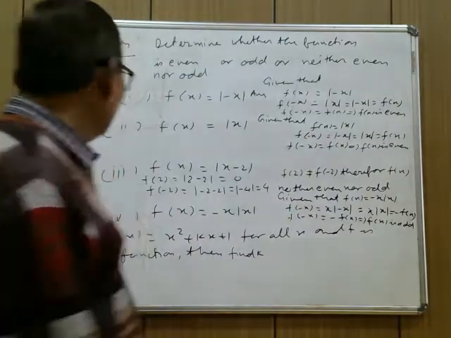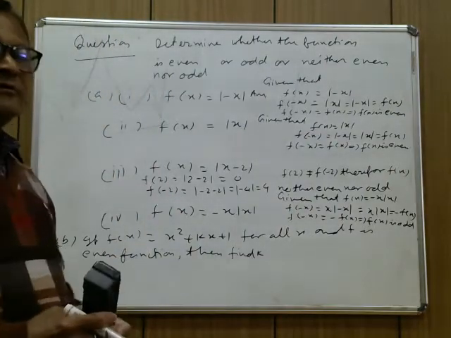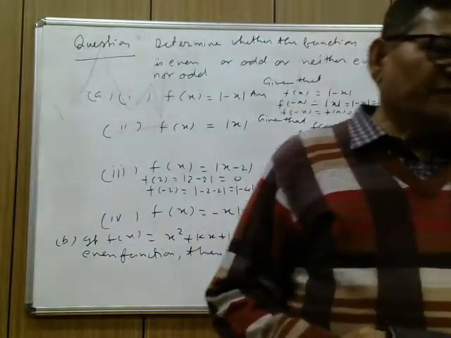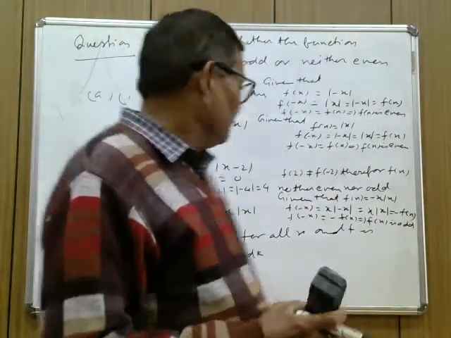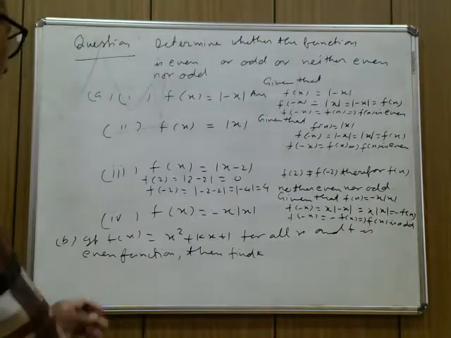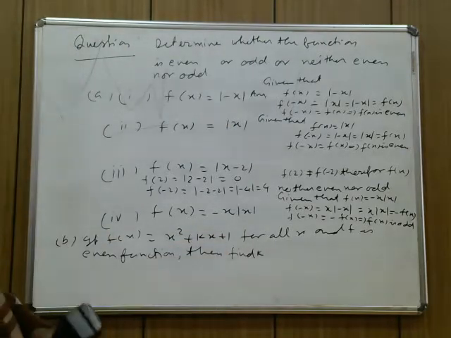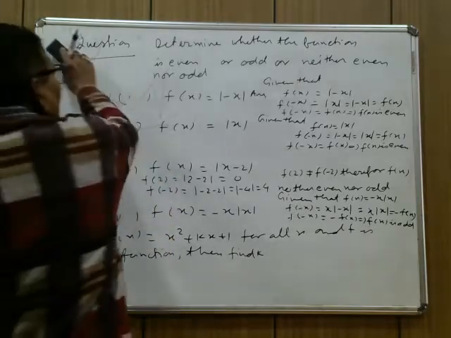So these are the four questions I have taken just to explain how we show whether a given function is even or odd. Now the second part: you have already been given that this f(x) defined by this is an even function. So then find the value of k.